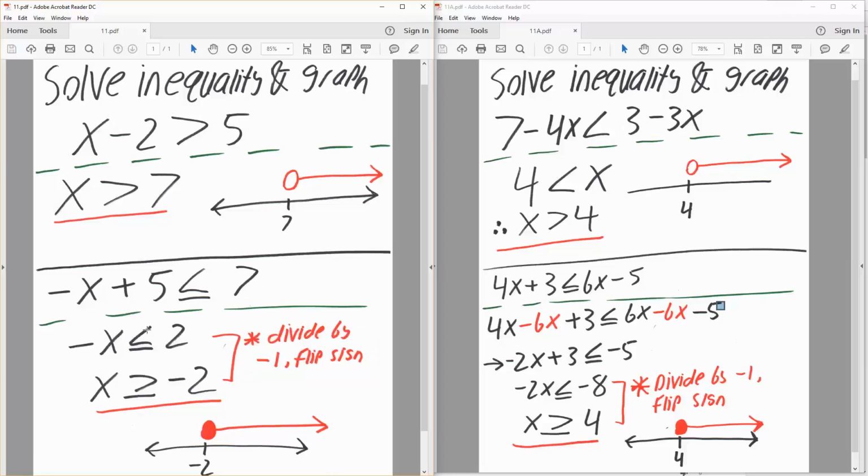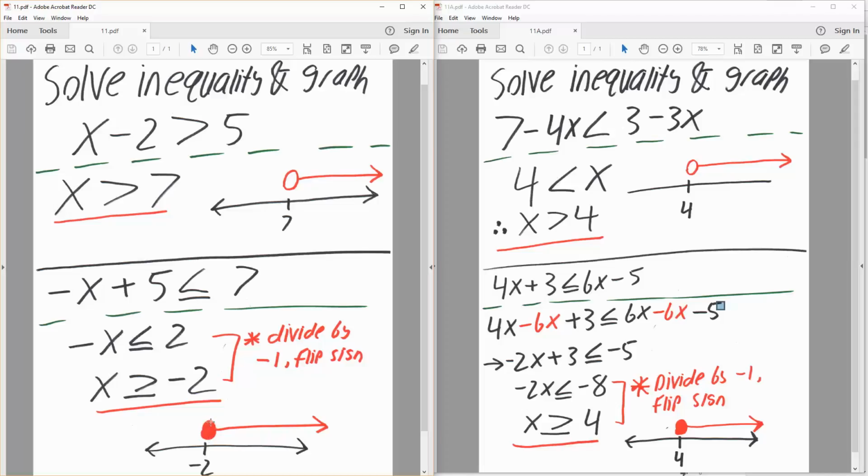So right now it's negative x is less than or equal to 2. If I divide by negative 1, we flip the sign. This is an important rule. So we would get x is greater than or equal to negative 2. And so I'm at negative 2, and I will have a filled circle because it's x is greater than or equal to negative 2. So it includes negative 2.